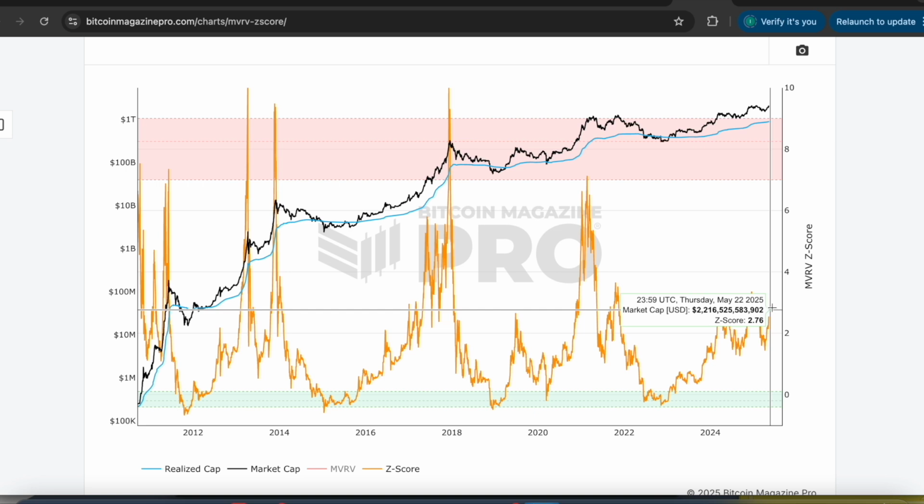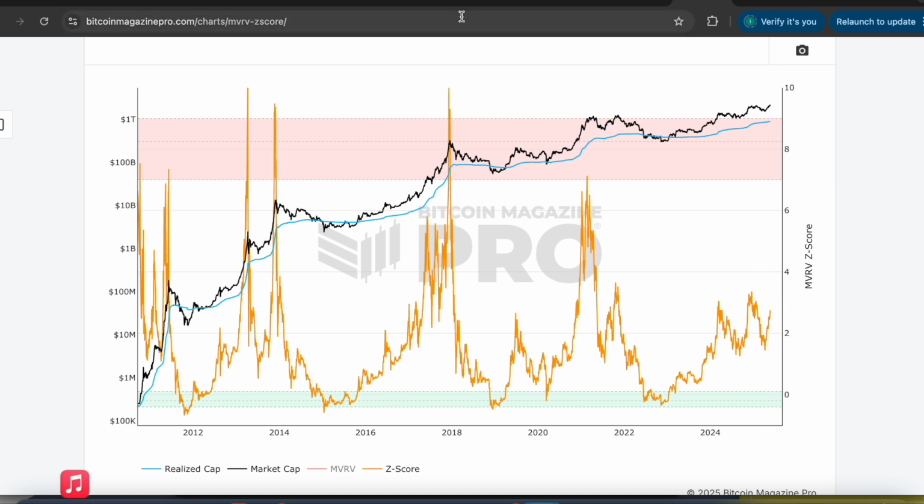Oh, we're sitting at 2.76 exactly. So if we hit 5.5, that would probably put the market cap closer to 5 trillion, maybe high 4s, mid 4s. So just think about that. That's going to be our other indicator that we're going to use.